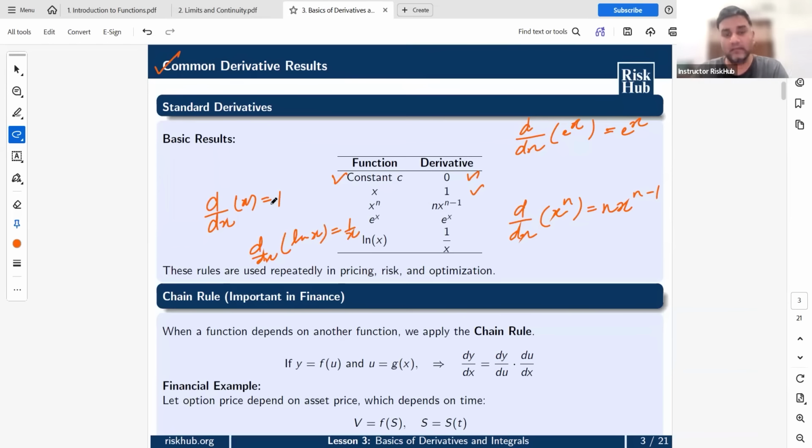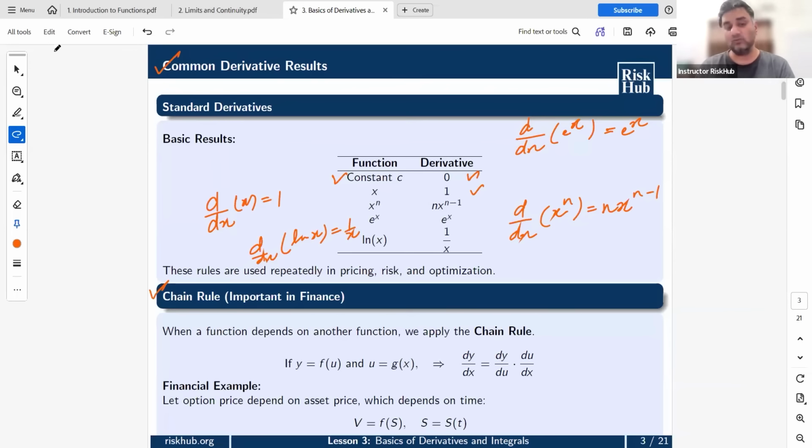d/dx of ln x is 1/x, used heavily in your log returns. Why these rules matter is because these derivatives are used constantly in your derivative pricing, your portfolio optimization, your volatility modeling, your risk sensitivity calculations. So very, very important. Okay.